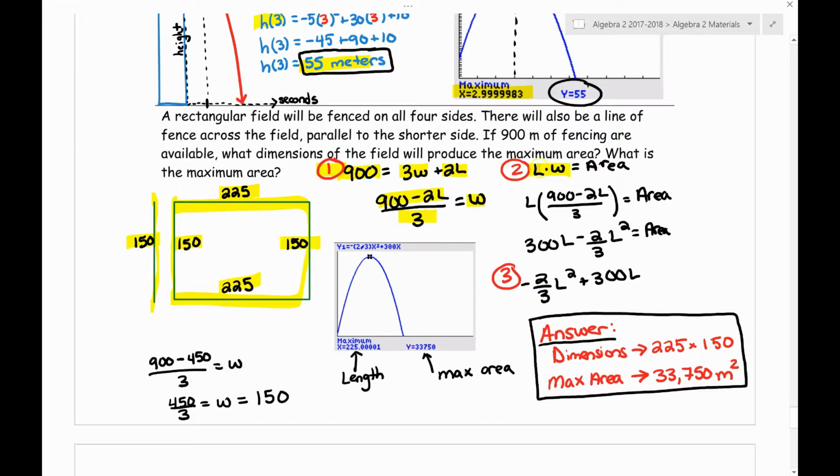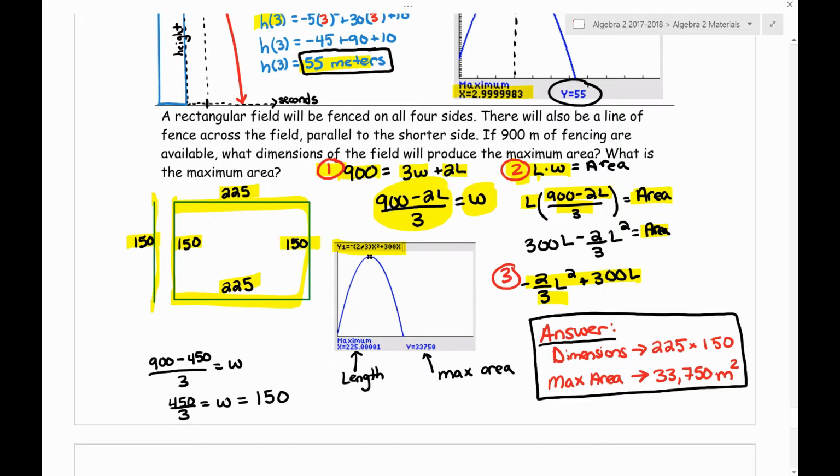So I use that in the second step here for area. I know that if I take the length and multiply it by the width, which is a function of L, I'm going to get the area. So I take this length and multiply it by the width, and I get a quadratic because area is squared. I simplify it nicely over here in step 3. And then what I do is I graph it.